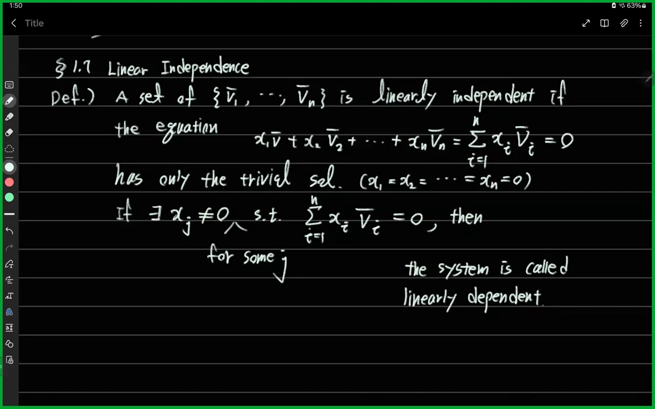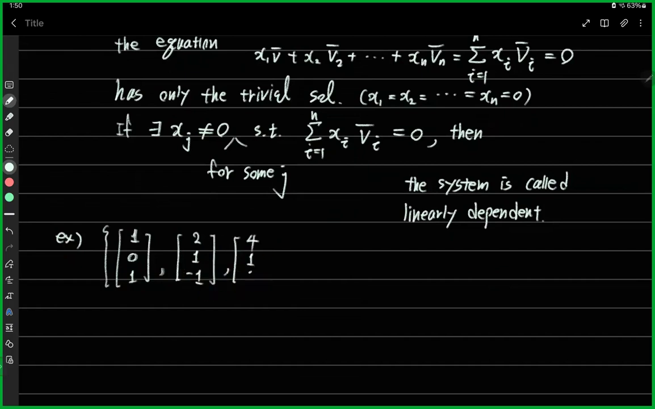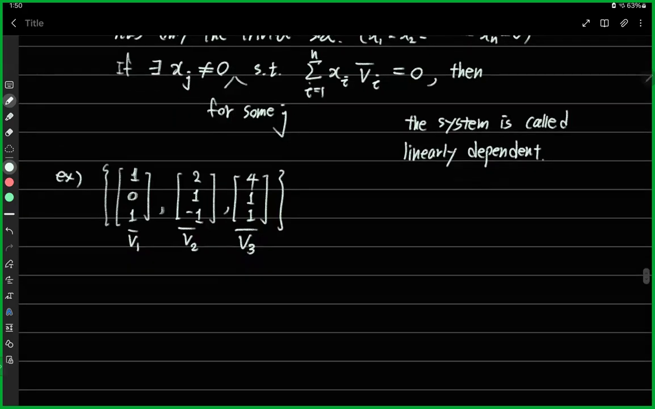Here's an example. Let's see an example. So think about this. This is 1, 0, 1. Okay, and then 2, 1, -1. And 4, 1, 1. So let's say this is V1, this is V2, and this is V3. So is this set linearly independent? Let's figure it out.